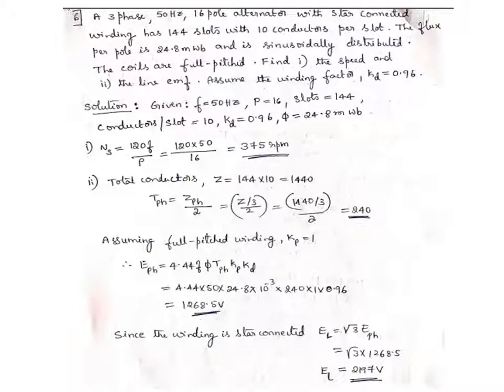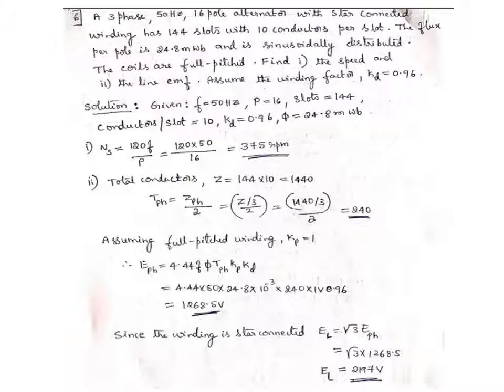Using that equation, we will solve one problem. A 3-phase, 50 Hz, 16 pole alternator with star connected winding has 144 slots with 10 conductors per slot. The flux per pole is 24.8 milliweber and it is sinusoidally distributed. The coils are full pitch, so Kp is equal to 1. Calculate the speed and line EMF, assuming winding factor Kd is equal to 0.96. Since the coils are full pitch, Kp is considered as 1.